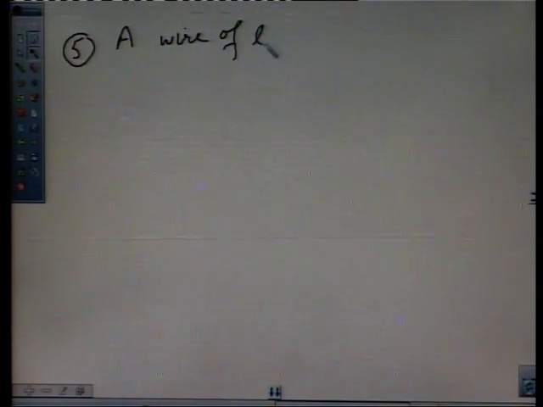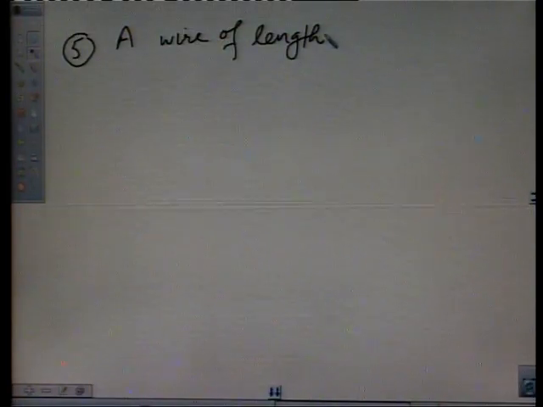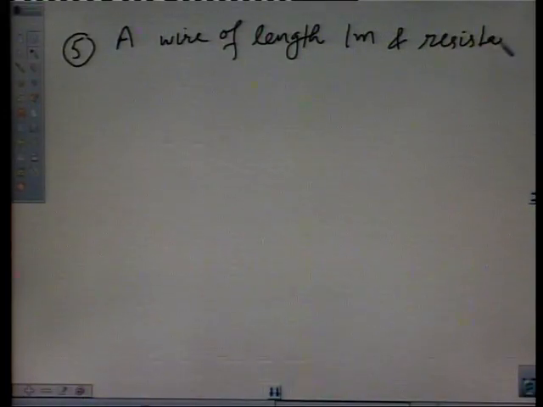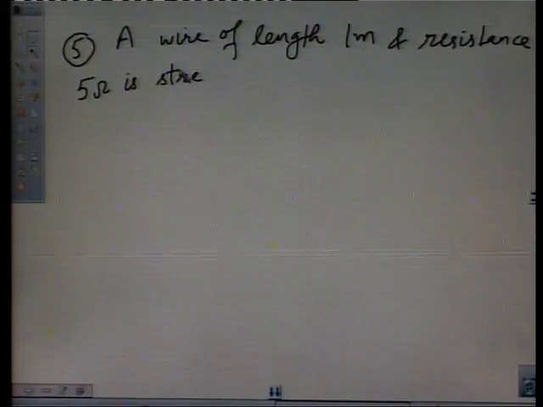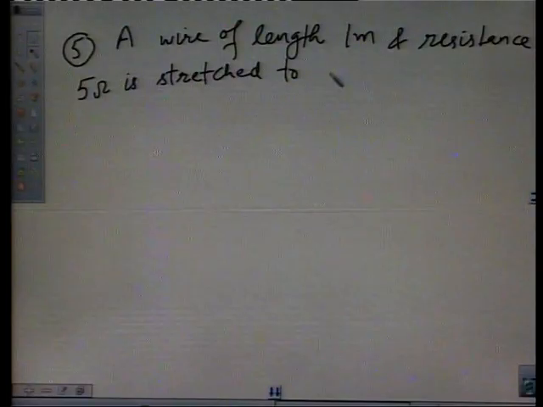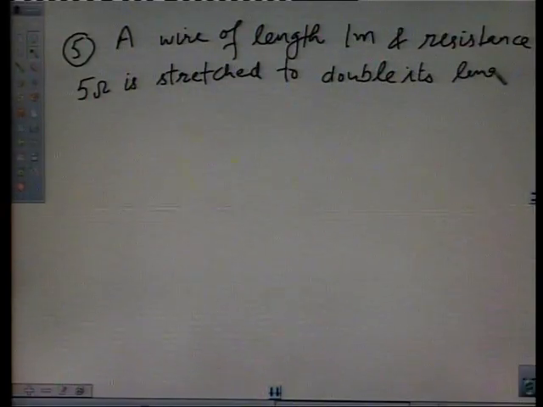Now, we come to the next numerical. A wire of length 1 meter and resistance 5 ohm is stretched to double its length. Find the new resistance of the wire.